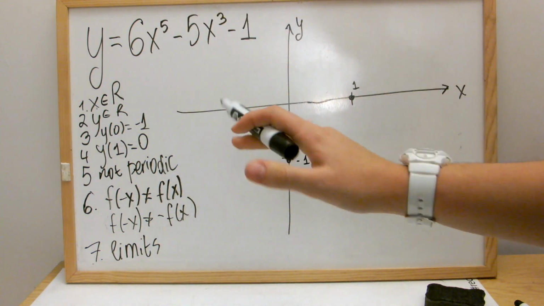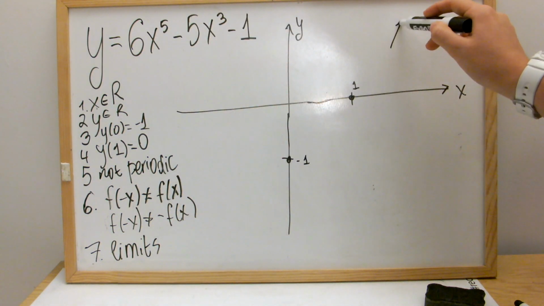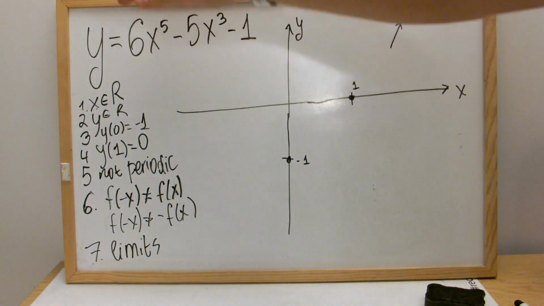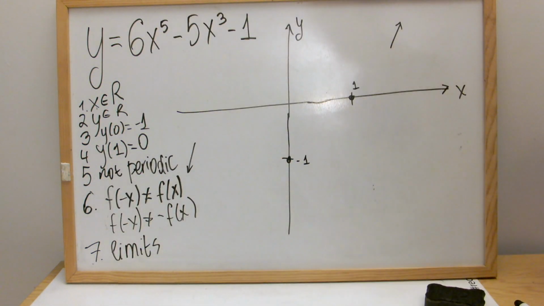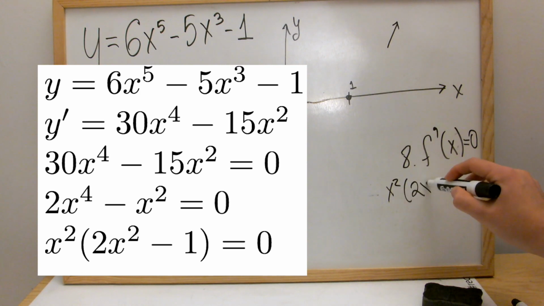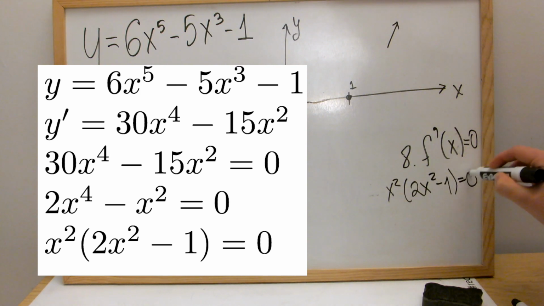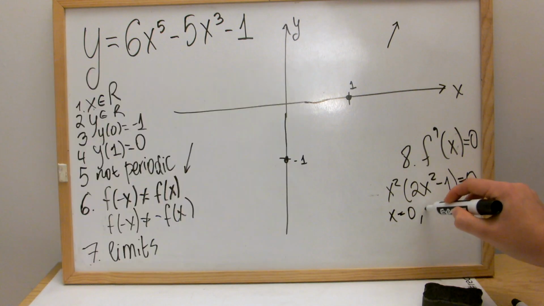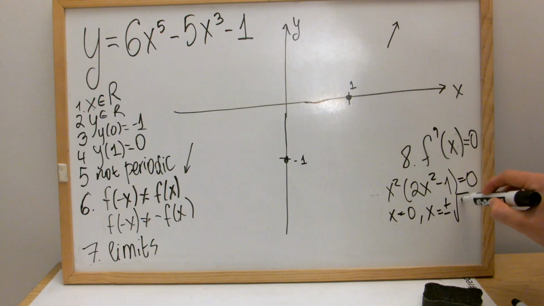Still, overall x^5 grows faster than the cube, so we go up. Same for the minus side, but this time all the x's will be super big and negative, so we're going down. Solving the equation where the first derivative is equal to 0, we get 3 roots. One is 0, which will be special because it's squared, and then plus minus 1 over 2.